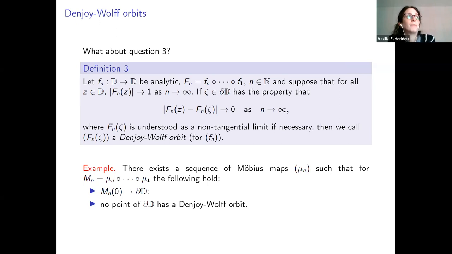And this should be understood in the sense that we converge to the boundary, but we do not converge to a specific boundary orbit. So we get closer to the unit circle, but there is no special orbit on the boundary which we get closer and closer to. So this shows that, for a sequence of Möbius maps, it can be that there is no point on the boundary of the unit disk which has a Denjoy-Wolff orbit.